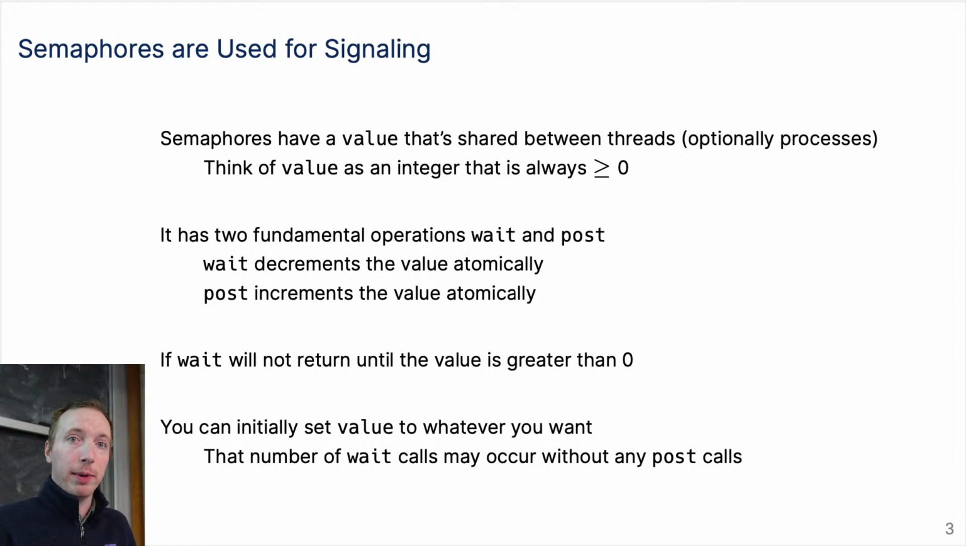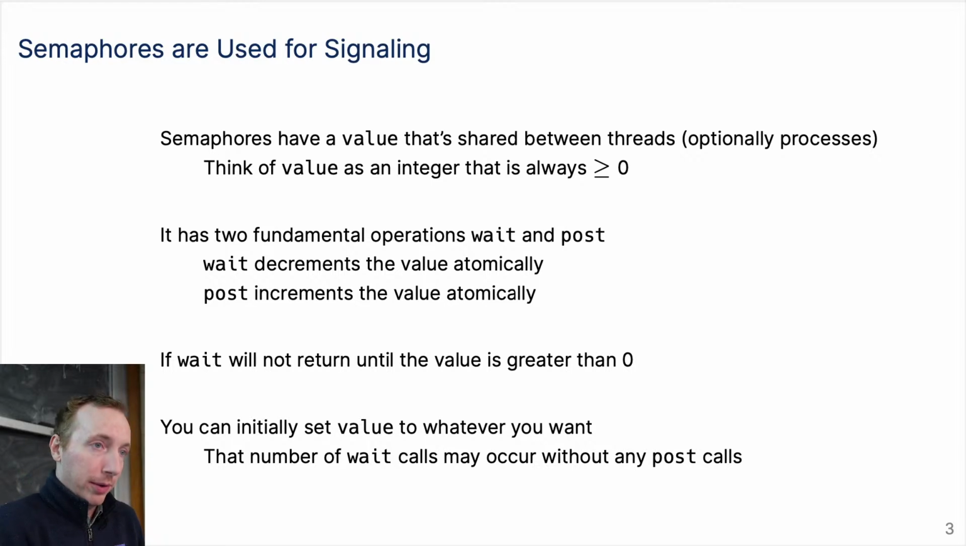Wait just decrements the value atomically, and if it can't go negative, it will sit there and wait for another thread to go ahead and post. What post does is just increment it. So post increments the value, wait decrements the value, and does not let it go negative. Wait does not return until the value is greater than 0. So if you call wait and the value is 0, it sits there and waits for another thread to post it back up to 1, and then it can decrement it from 1 to 0 and actually return from the wait call.